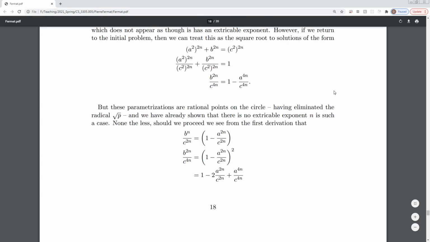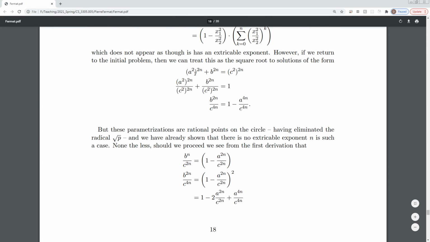But if we go back to the initial formulation, so a to the n plus b to the n equals c to the n, right? In this case, we use a squared to the 2n, b to the 2n, and c squared to the 2n, so that we have an integer to a common exponent, right, all across the line. Then we carry through, we follow through with most of it. Then we see that b to the 2n over c to the 4n is equal to 1 minus a to the 4n over c to the 4n.